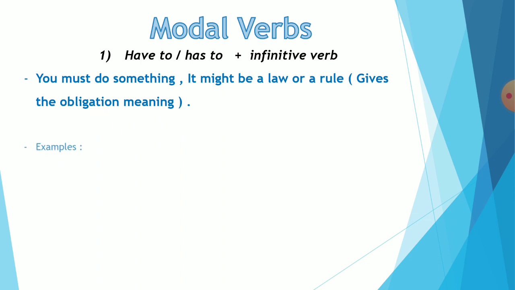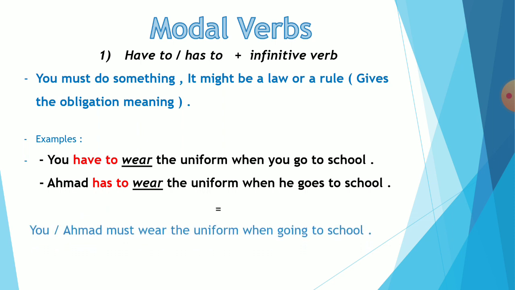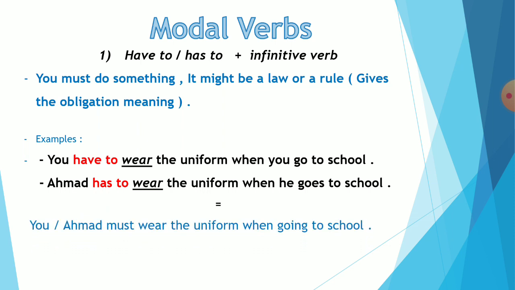So, for example, you have to wear the uniform when you go to school, or Ahmad has to wear the uniform when he goes to school. Now, in both sentences, we have the subject here, you, we have the modal verb have to, and the infinitive verb wear. In the second sentence, we have subject Ahmad, has to as a modal verb, and wear the infinitive verb. Both sentences mean that you or Ahmad must wear the uniform when going to school.